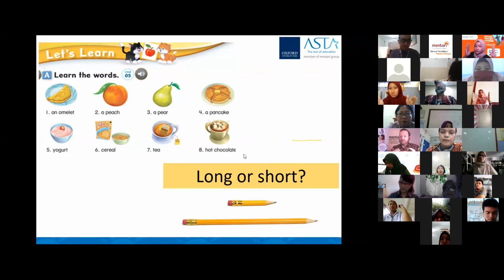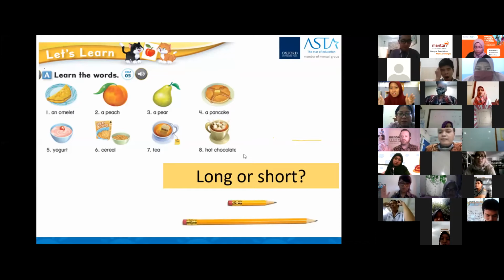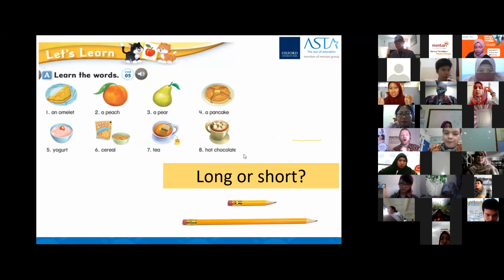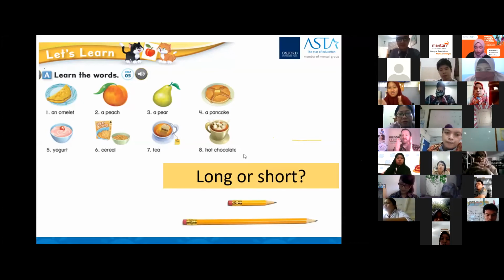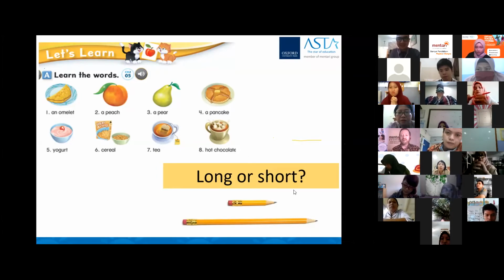Sometimes students don't stretch the sound. What about T? Number 7, T. Long or short? It's long. What about hot? Is it a long or a short O? It's short. Hot. It's not hoot chocolate. It's hot chocolate. So you can do this activity by getting students to put hands together for short or hands apart for long. It's more of a phonics activity, but I know some of you are still looking at phonics for that level, for lower primary.